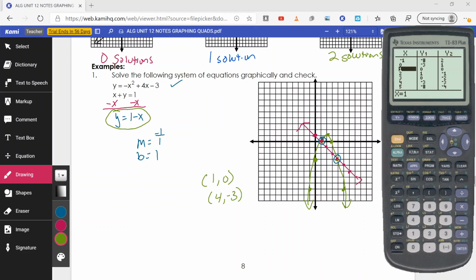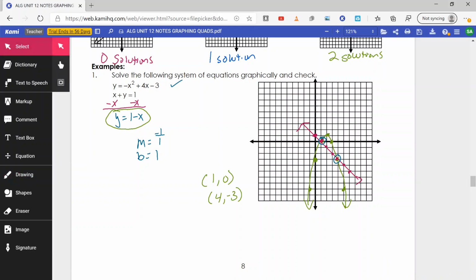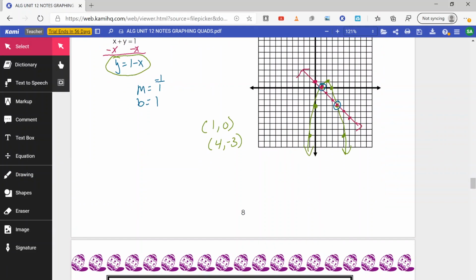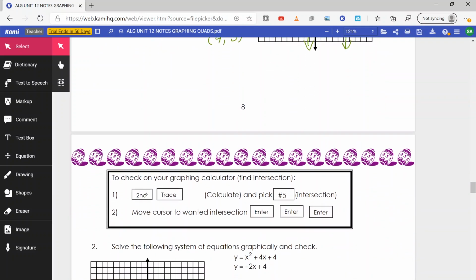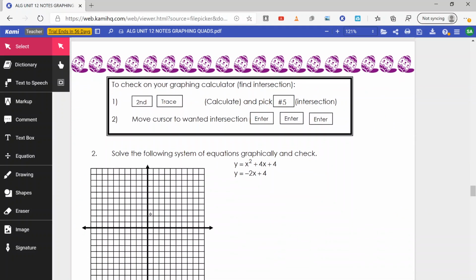So notice we have y values of 0 and 0, hence 1, 0 being our answer. And then here we have y values of -3 being the same, hence 4, -3 is going to be our other solution. So we could check the table that way. So that is graphing and seeing where we intersect our parabola and our line.